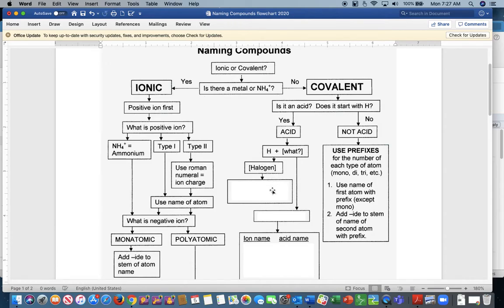If it is with a halogen, something like fluorine, chlorine, bromine, iodine, then we give it the prefix hydro. We put in the stem, and then we add -ic and acid. So if it was HF, it would be hydrofluoric acid. If it was chlorine, it would be hydrochloric acid. So pretty straightforward.